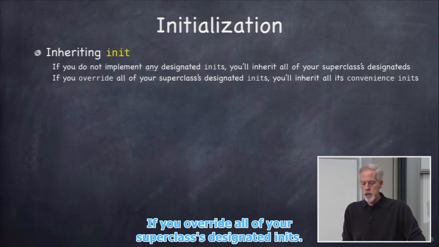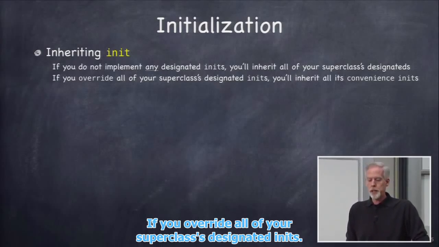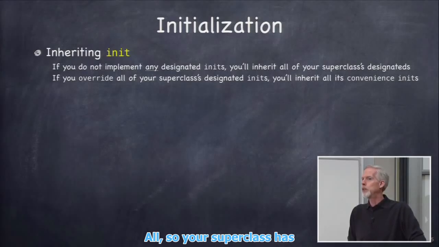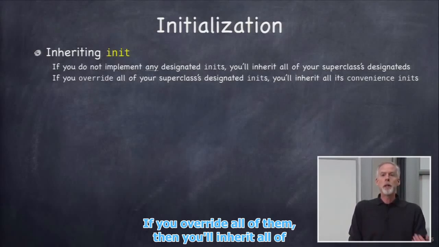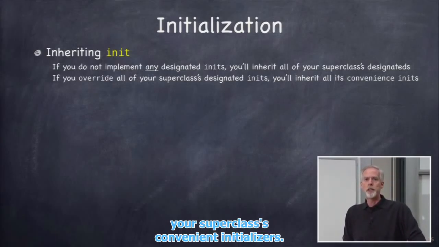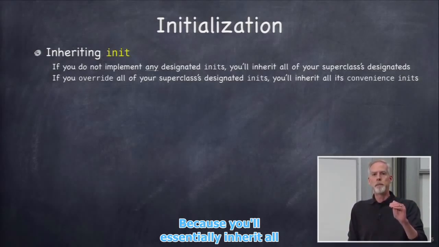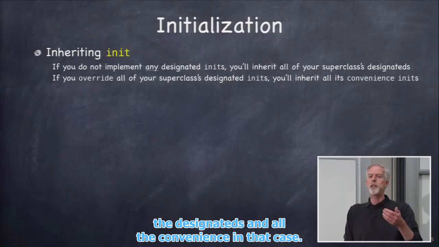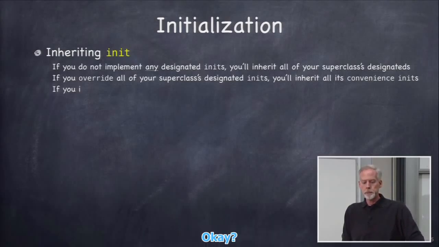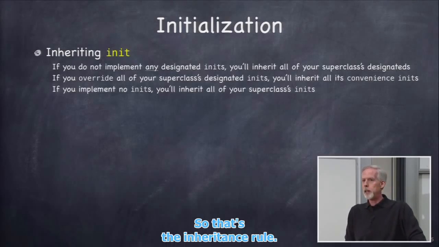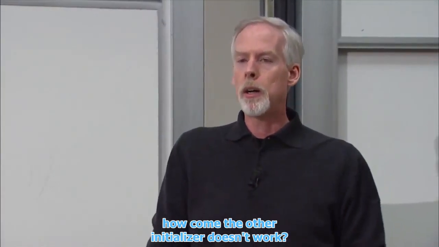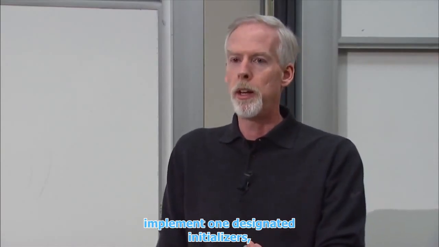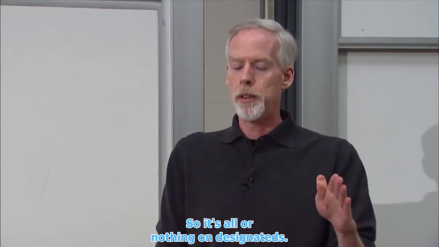If you override all of your superclass's designated inits, so your superclass has 3 designated initializers with different arguments, if you override all of them, then you will inherit all of your superclass's convenience initializers. Also, if you implement none of them, you'll essentially inherit all the designateds and all the convenience in that case. So that's the inheritance rule. And this trips people up too. They're like, oh yeah, I implemented that one initializer, but how come the other initializer doesn't work? Well, because once you implement one designated initializer, you don't inherit the rest of them. So it's all or nothing on designateds.